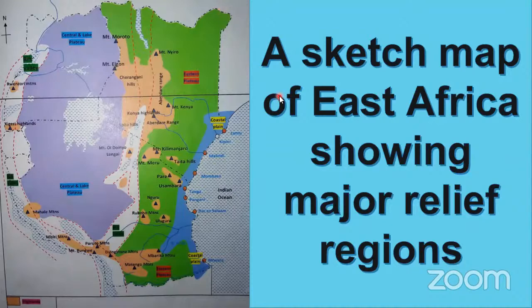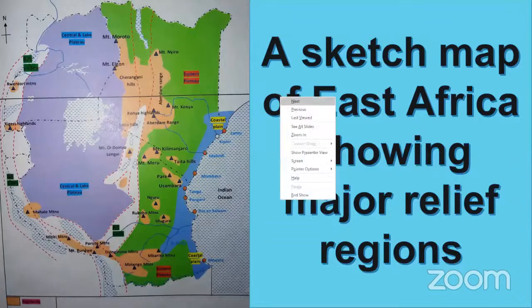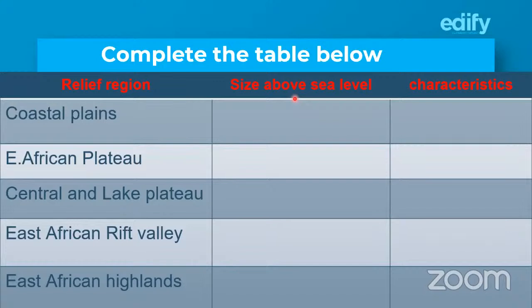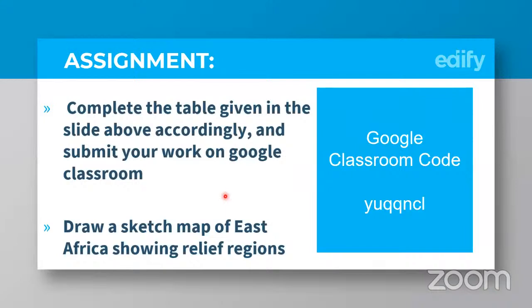So that is basically it about the relief regions of East Africa. Now the assignment I'm giving you is you're going to fill this. I've given you the relief region, mention the size, the height above sea level and the characteristics. We've been discussing this in class, not so? When it comes to characteristics, talk about where it is found, the neighbors, does it have hills, does it have mountains, the potential economic activity. So you're going to fill this table as part of our assignment. Then eventually you're going to draw for me the sketch map of East Africa showing the relief regions.